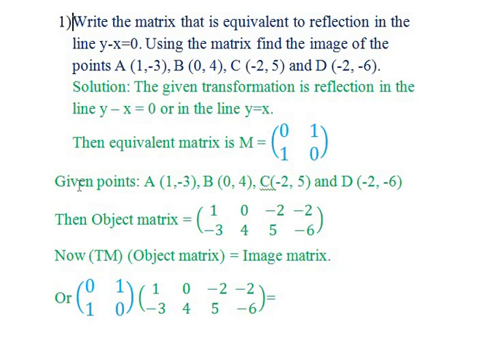Okay, how do we find the image? As already said, the transformation matrix multiplies the object matrix from the left. Okay, that gives the image matrix. This is the rule to find the image. So we multiply the object matrix by the transformation matrix from the left. Okay, this is the rule to get the transformation.